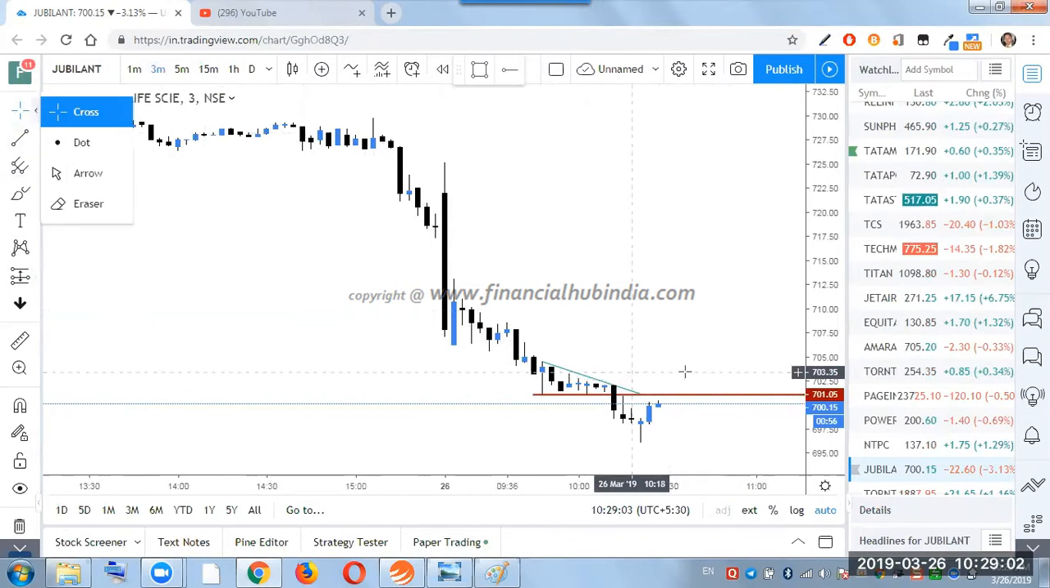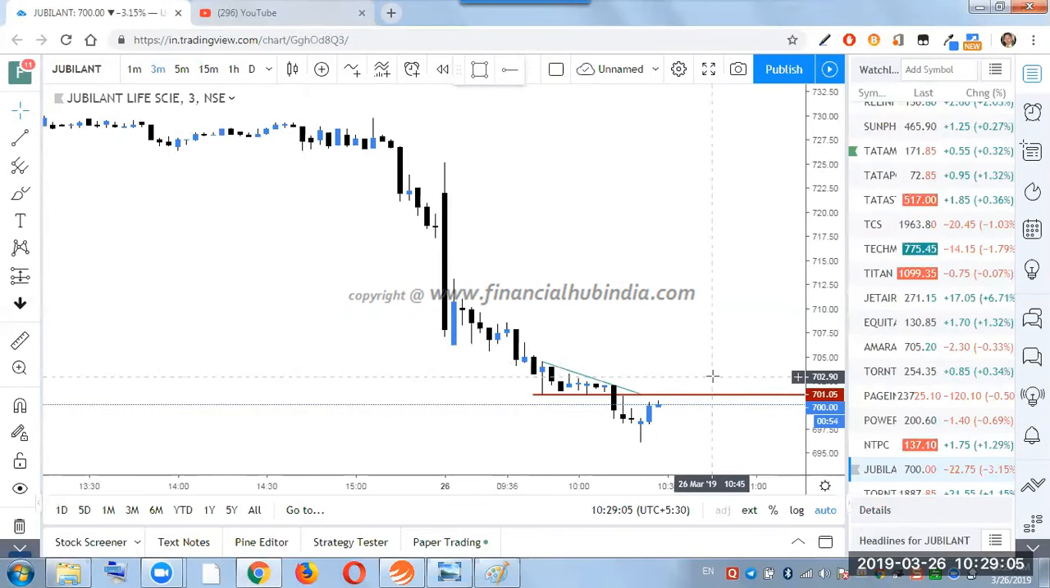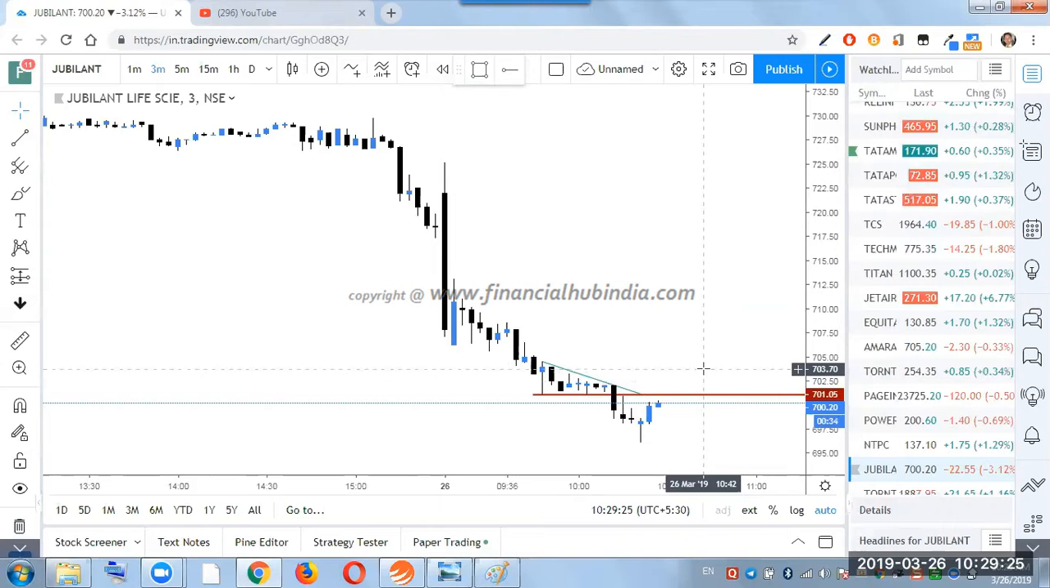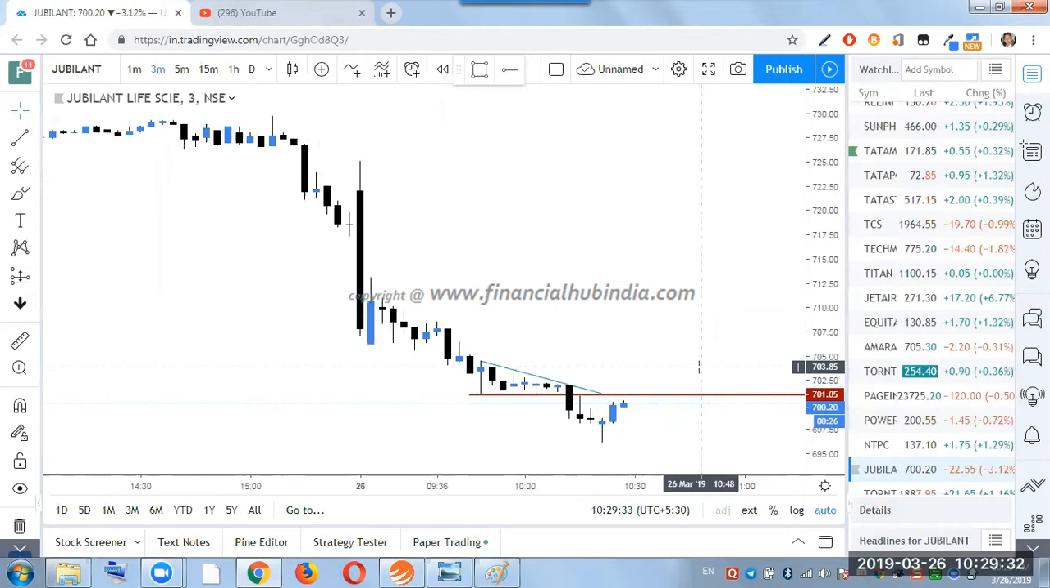If the entry would be around 701, then the stop loss should be going around 704. Yep, around 704. 703.50 or 704 would be my stop loss over here.